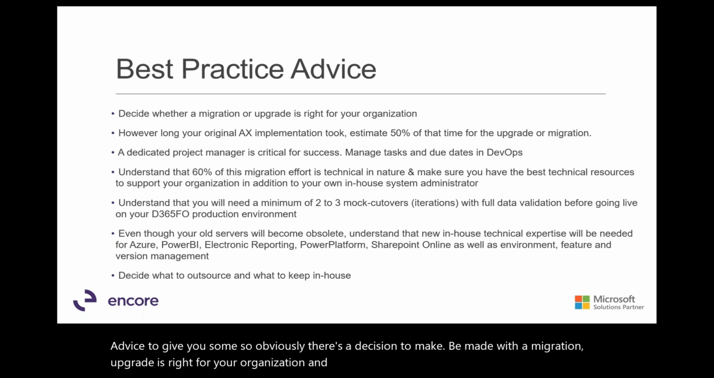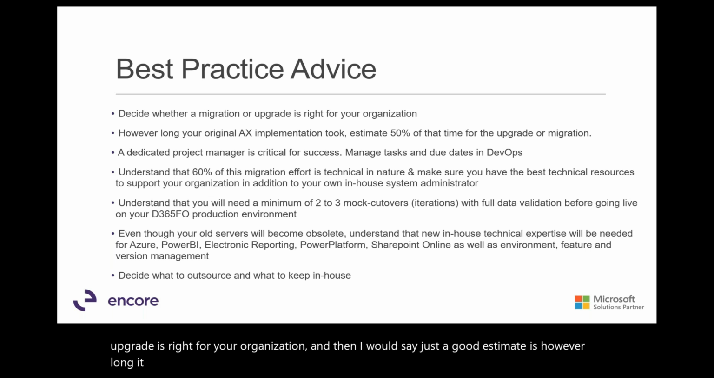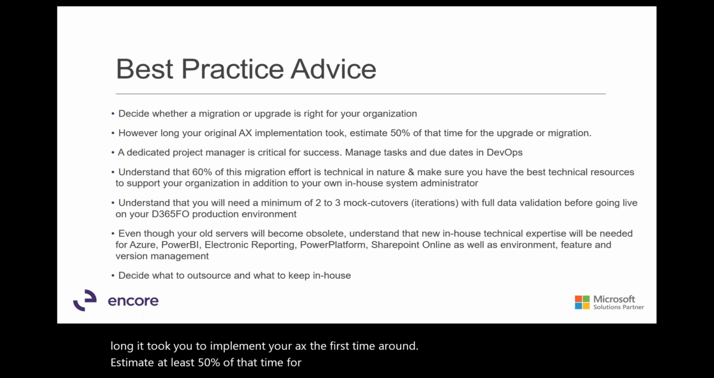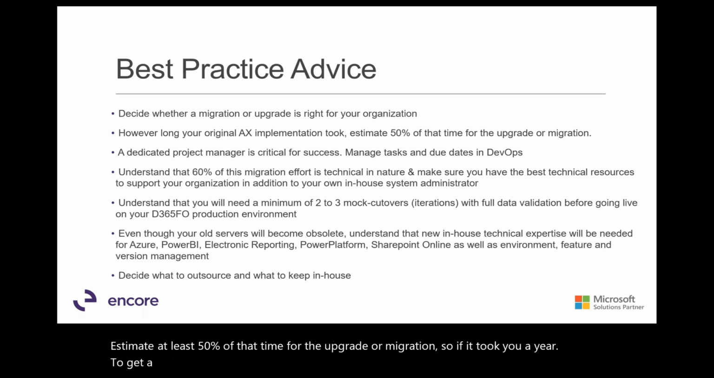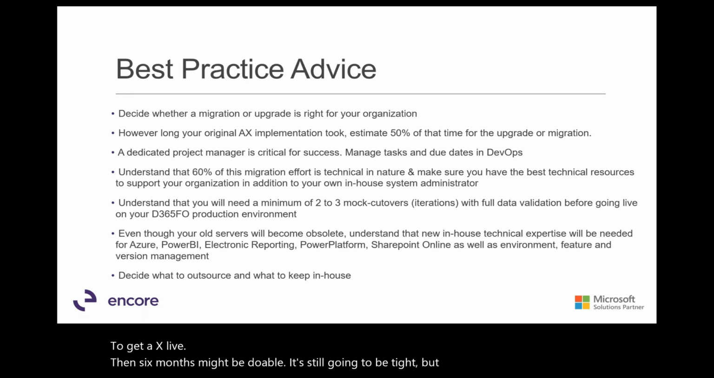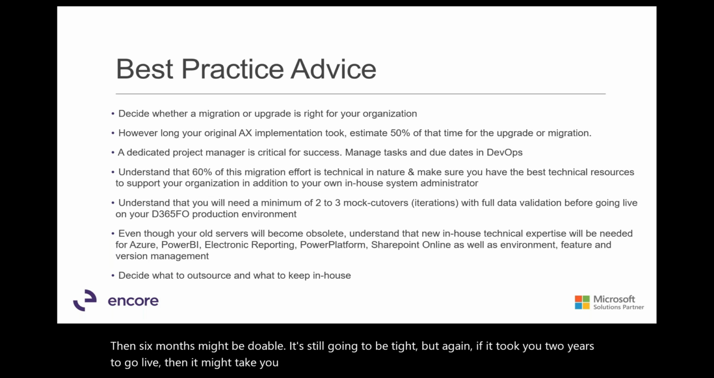And then I would say, just a good estimate is however long it took you to implement your AX the first time around, estimate at least 50% of that time for the upgrade or migration. So if it took you a year to get AX live, then 6 months might be doable. It's still going to be tight, but again, if it took you 2 years to go live, then it might take you a year to go through all of the iterations of this upgrade or migration.